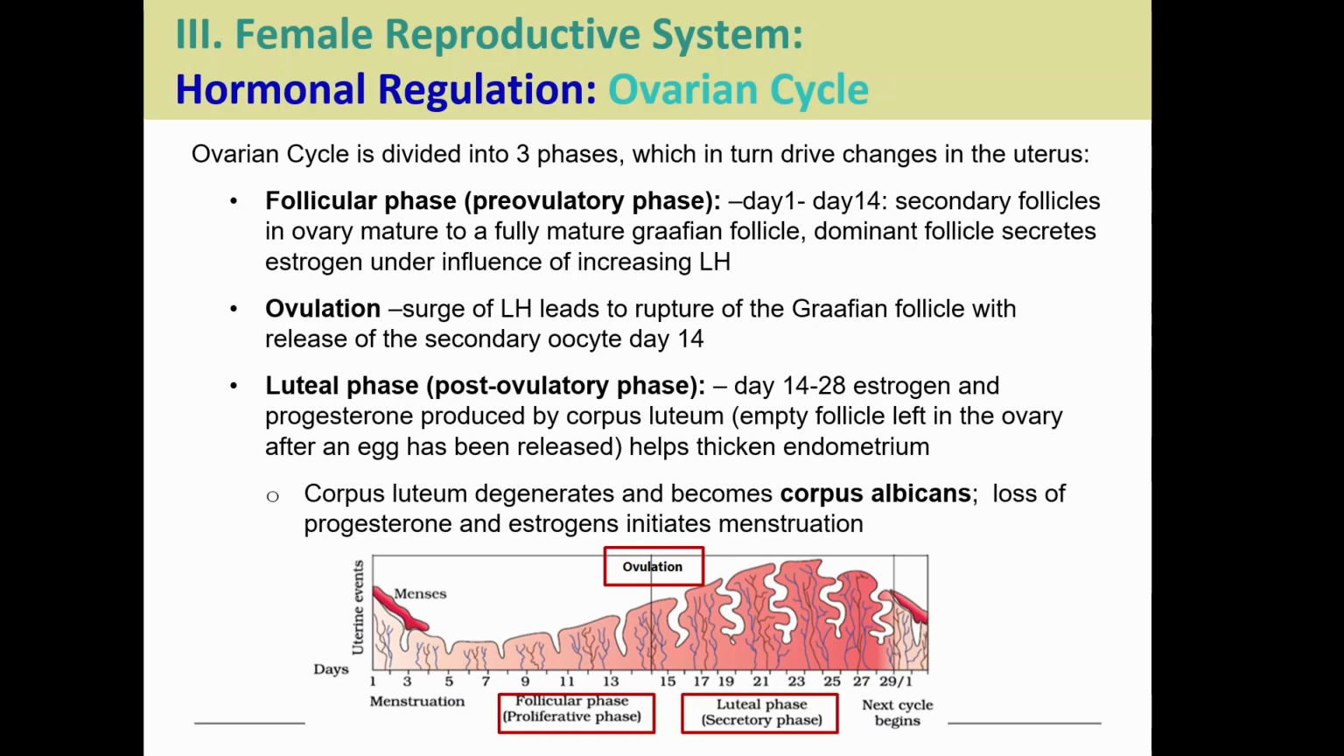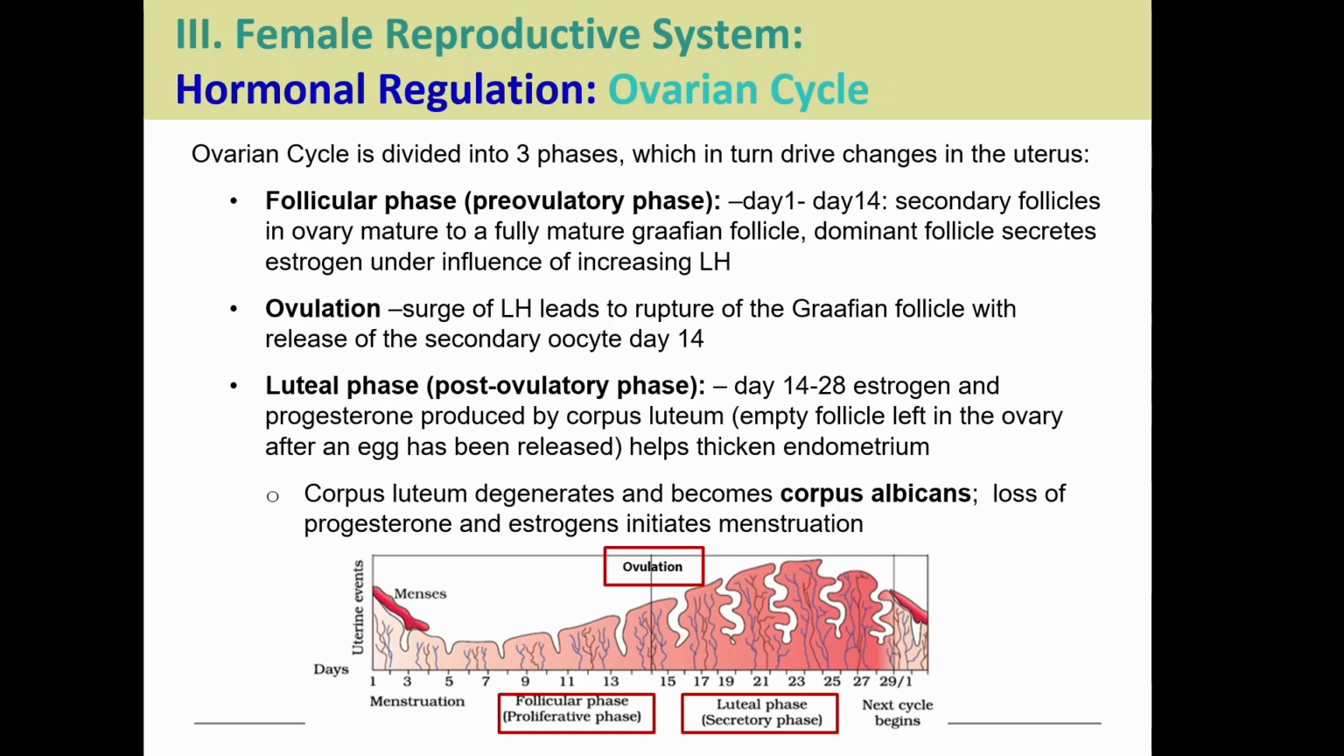The follicular phase, which is basically the first half, right, about the first 2 weeks. Those secondary follicles in the ovary mature into a mature Graafian follicle, and the dominant follicle will secrete estrogen as luteinizing hormone increases. Then we have that big surge in luteinizing hormone, which is going to cause the Graafian follicle to rupture and release the secondary oocyte. This is what's called ovulation. So ovulation is happening in response to that luteinizing hormone surge.